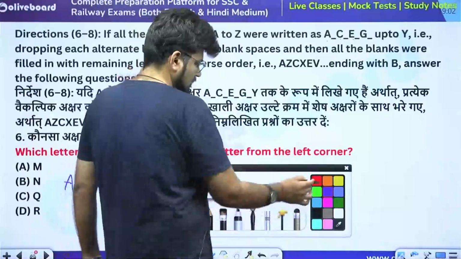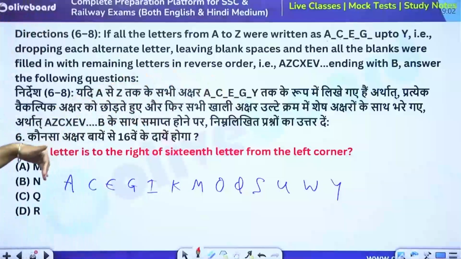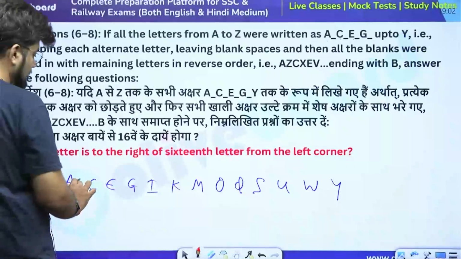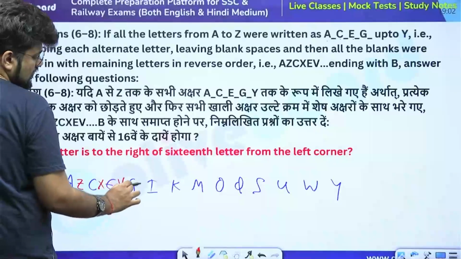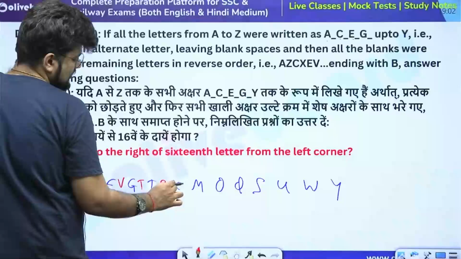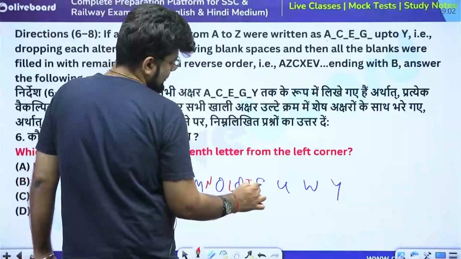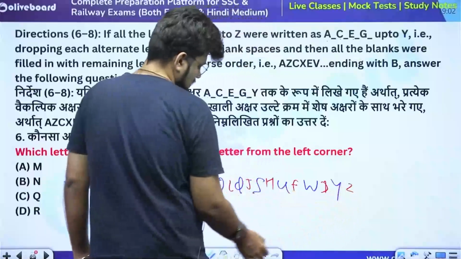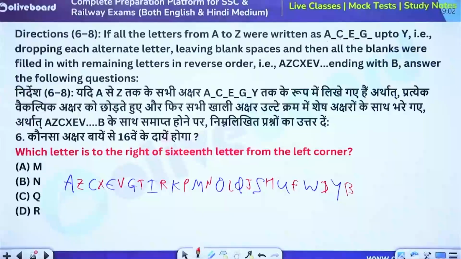Done? Now it is saying that after Y we would have had Z. We start from Z. So we now fill the blanks with consecutive even letters, but in the reverse order. So we have 26, 24, 22, 20, 18, 16, 14, 12, 10, 8, 6, 4, 2. And the question again is telling us it is going to end in B. So this confirms that this is what our series is going to look like.